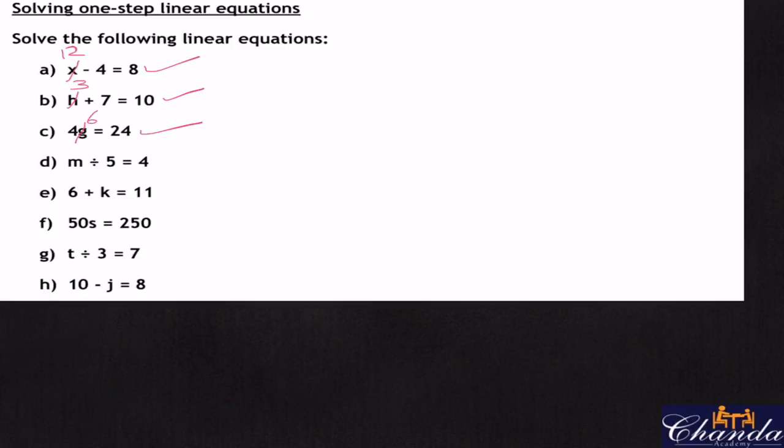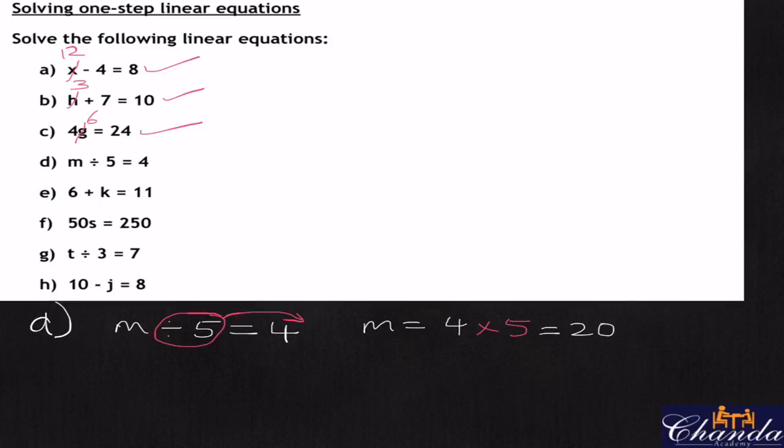So we have m divided by 5, which is equal to 4. So once again, to get the m on its own, I need to get rid of that divided by sign and take it to the other side. And if I take it to the other side, this would make it m is equal to 4, let me use a different color, times 5, which gives us 20. So m is equal to 20. So again, if I was to replace the m with a 20, so 20 divided by 5 is in fact 4.